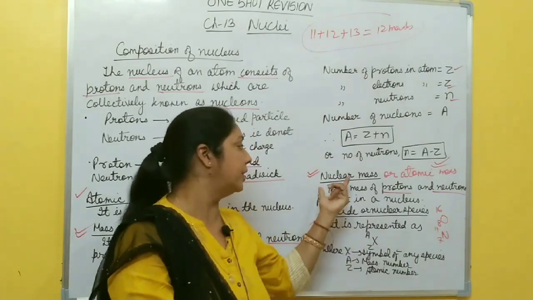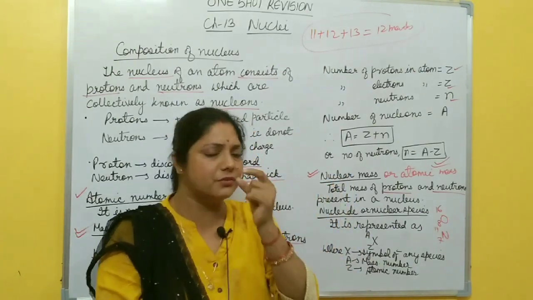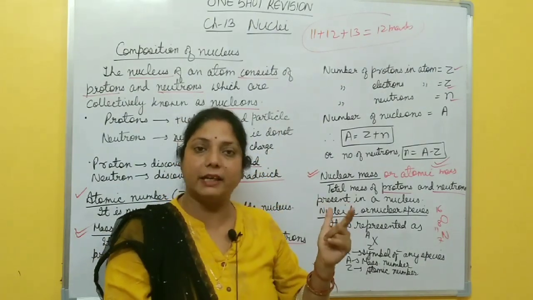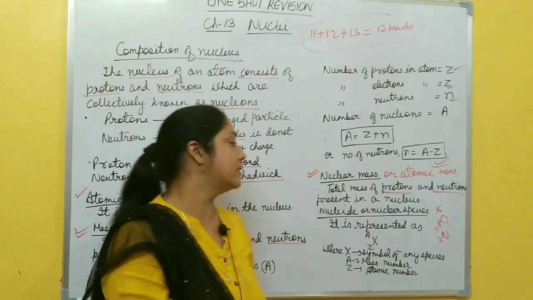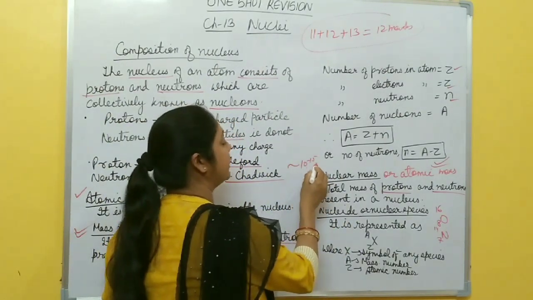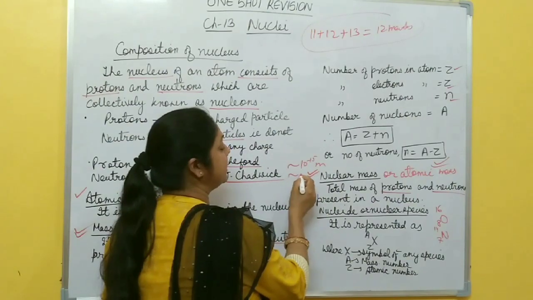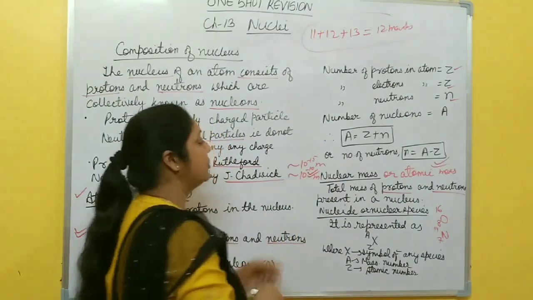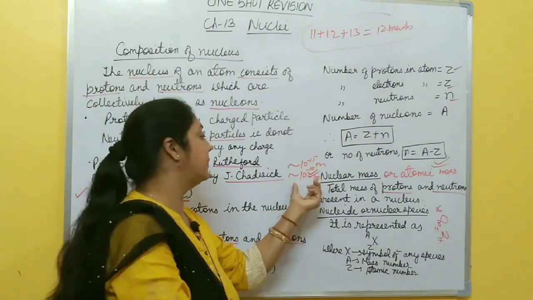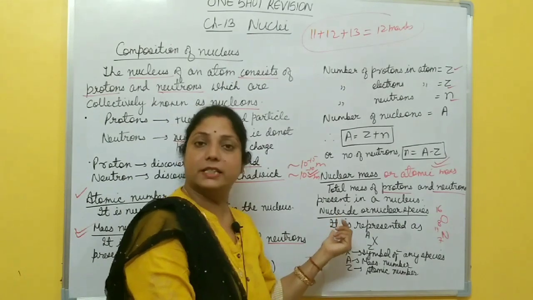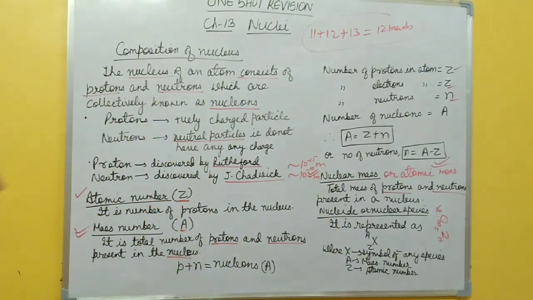Also one more thing, the size of the nucleus is very, very small as compared to the size of the atom. The size of the nucleus is in the range of fermi, 10 to the power minus 15 meter, and the size of the atom is in the range of angstrom, 10 to the power minus 10 meter. So the nucleus is very small compared to the atom. Next we will discuss atomic mass unit. Please take a screenshot of this first.